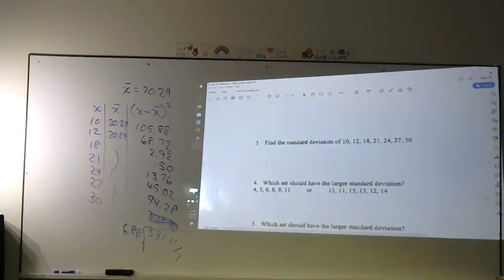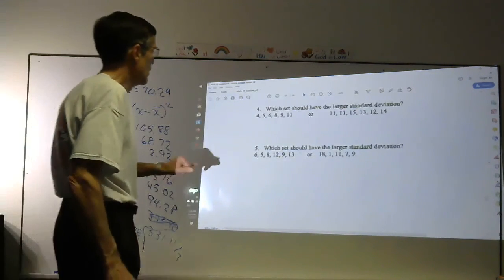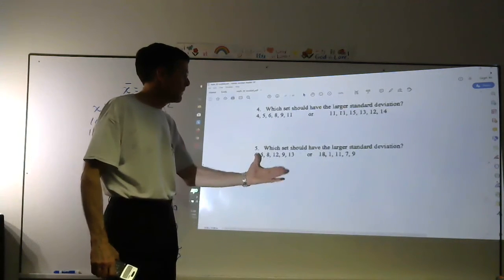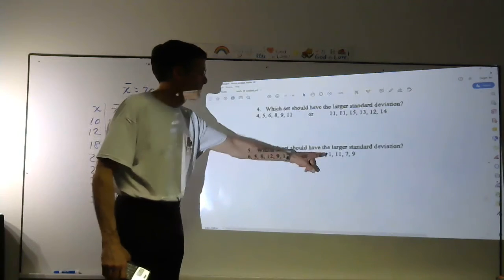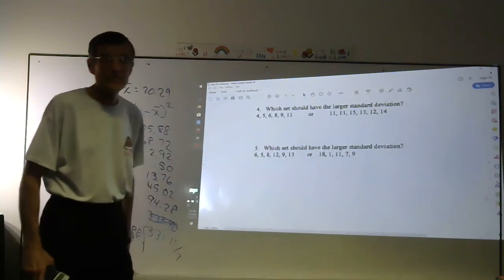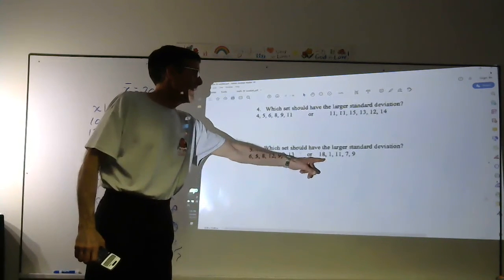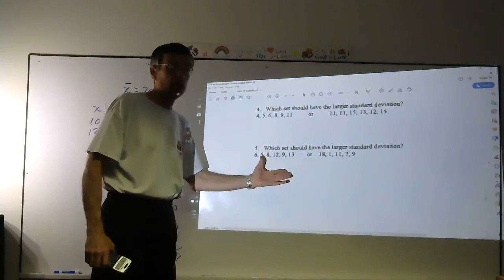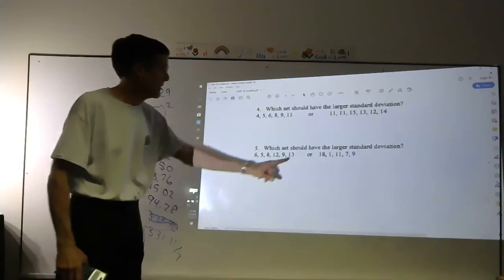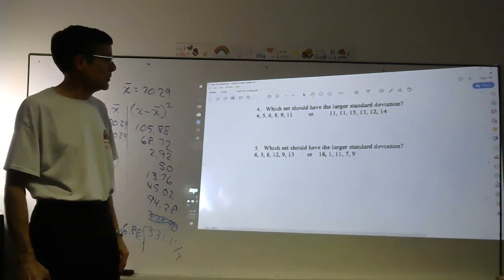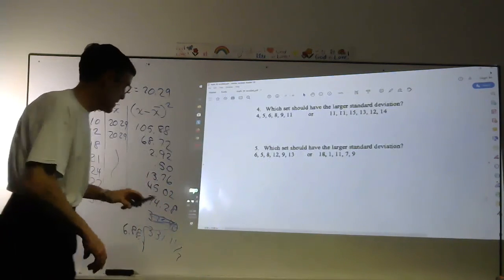How about number 5? Which set should have the larger standard deviation? This goes from 6 to 13. There are 6 items of data. 6 to 13 has a spread of 7. This one goes from 1 to 18, a spread of 17. Even though there's only 5 items of data, ordinarily, if they were closer, I'd want to do both of them and check. But because the spread of that one is so big, at 17, we can rest assured that that is going to be the one with the larger standard deviation.